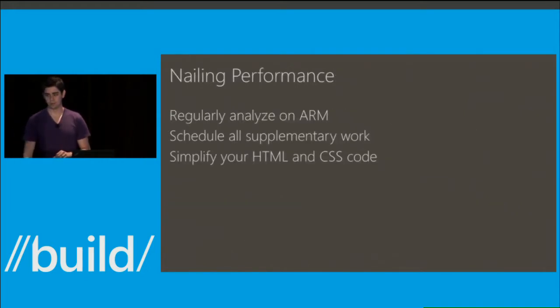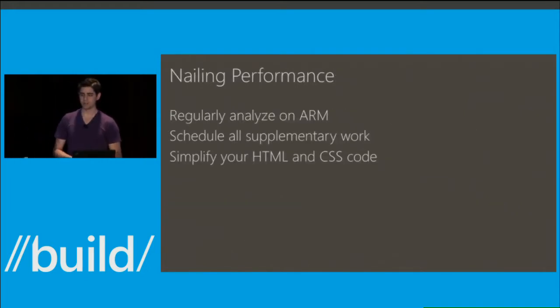So for nailing performance, there's really 3 areas we ended up focusing on. One of them was regularly analyzing performance on ARM. And again, I can't emphasize this enough. Really, throughout the whole development cycle, be running on ARM, use remote debugging, see how the performance is there. If you make it fast there, it's going to be fast everywhere. Scheduling supplemental work. The scheduler makes this super easy. And then simplifying your HTML and CSS.